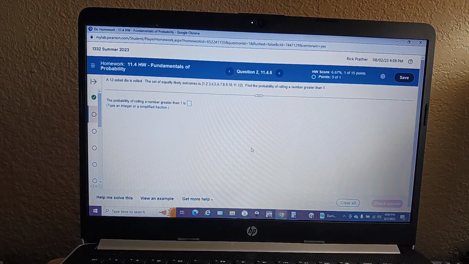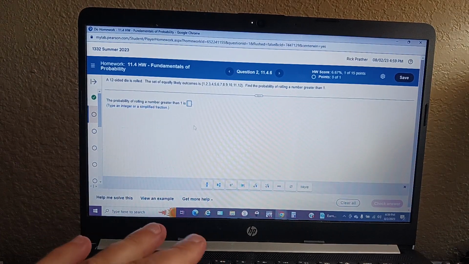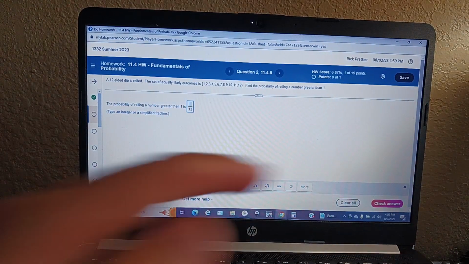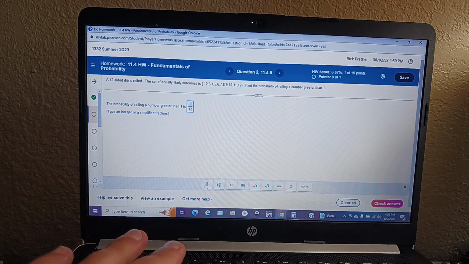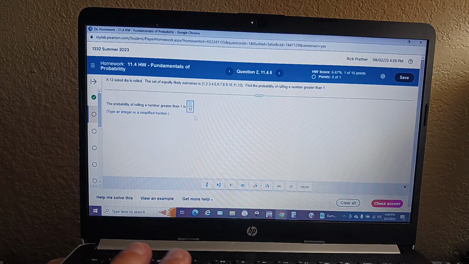Okay, now we have a 12-sided die. And there's 1 through 12 that can come up. So instantly, I can put a 12 in the bottom before any possible reducing. And it's going to be 0 over 12 all the way up to 12 over 12. I have to have some answer in that range. Now I'm going to read what they want. They say, find the probability of rolling a number greater than 1. Well, all the numbers are greater than 1 except for 1 itself. So 11 of the 12 numbers are greater than 1. That's how many good cases there are.